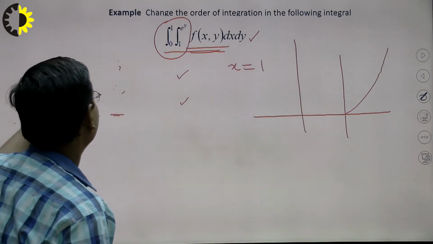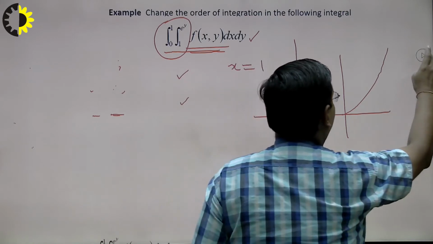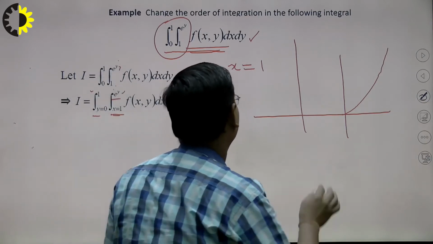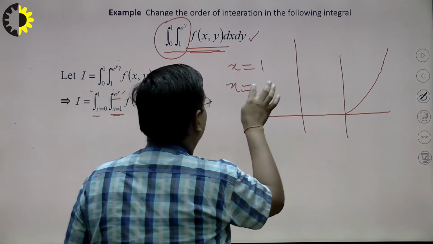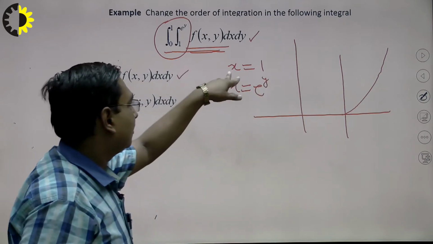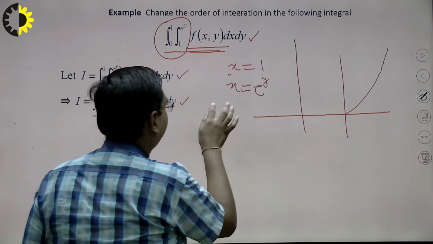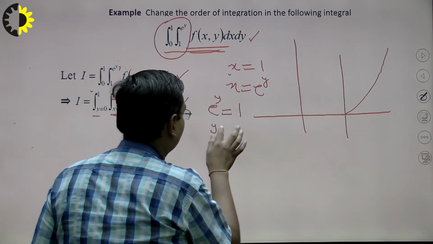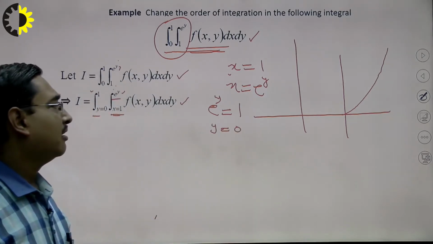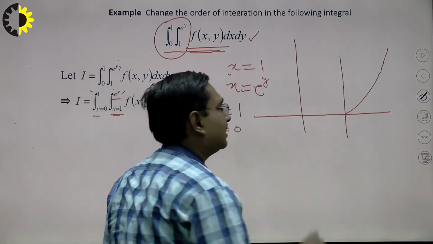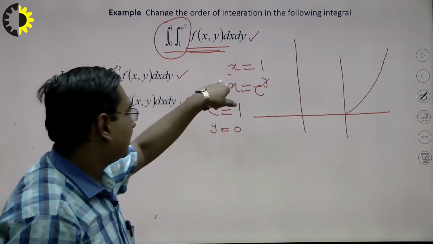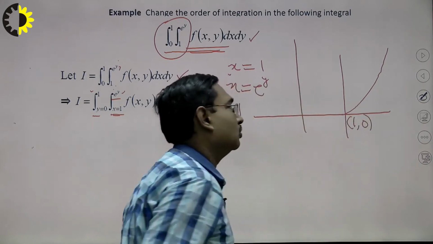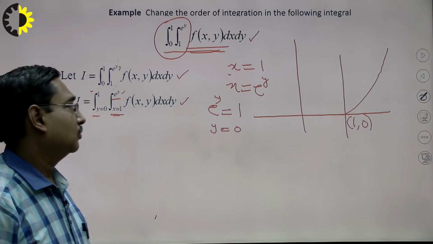Because when I substitute x equals e raised to the power y in x equal to 1, then I will obtain e raised to the power y equal to 1, and so the value of y will be 0. y equal to 0 means this curve x equal to e raised to the power y cuts this line x equal to 1 at the point where y equal to 0. So, this point will be (1, 0).